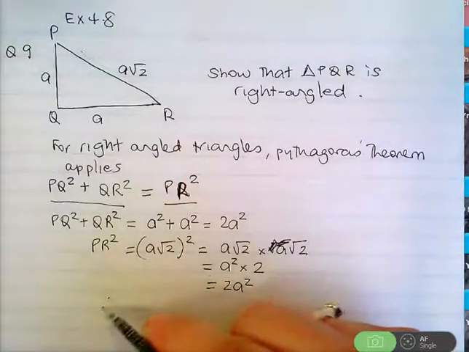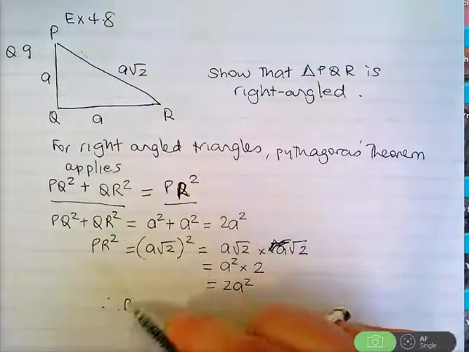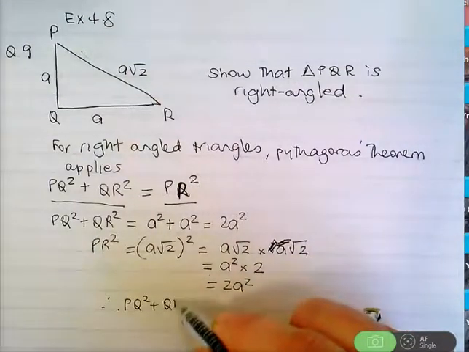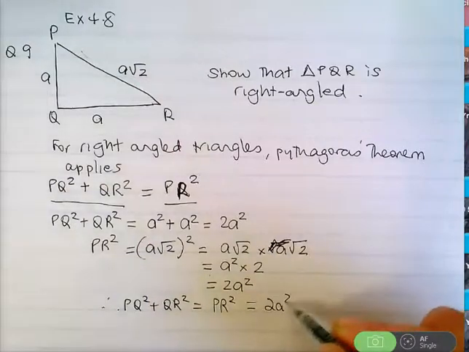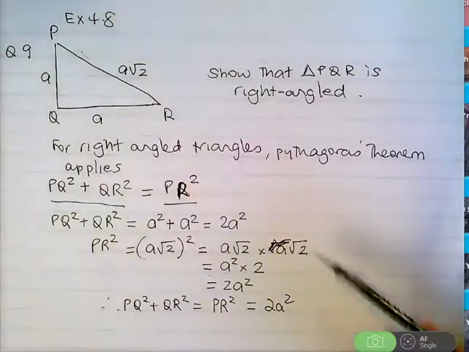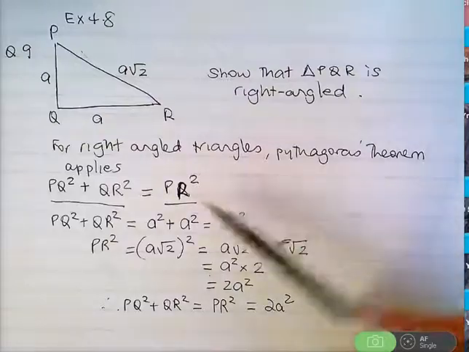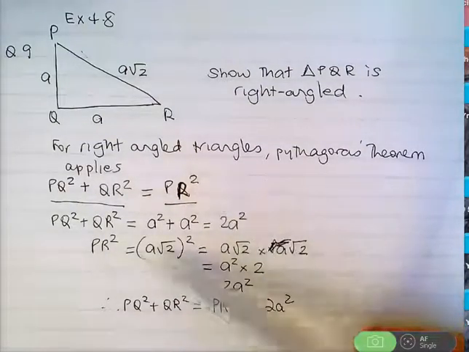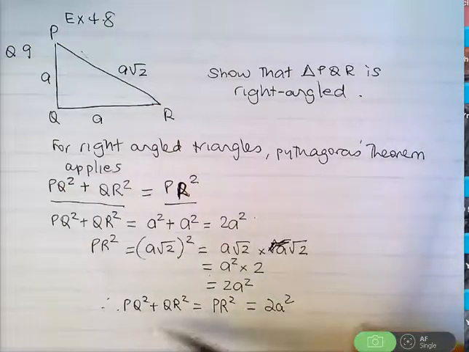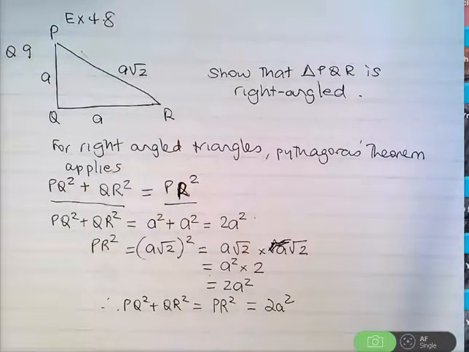Can you therefore see that PQ squared plus QR squared equals PR squared, because we just showed that both of them are 2A squared? Can you see that? This squared is 2A squared and this squared is also 2A squared, and so therefore Pythagoras' theorem applies for this triangle. Pythagoras' theorem only works for right angle triangles.